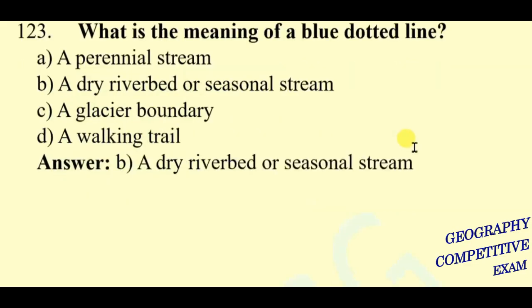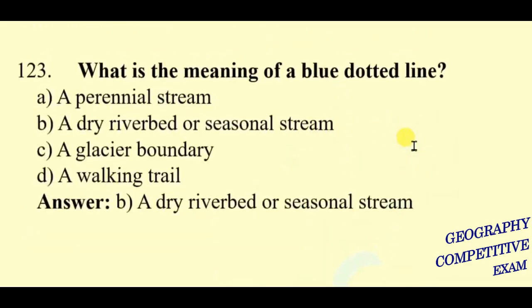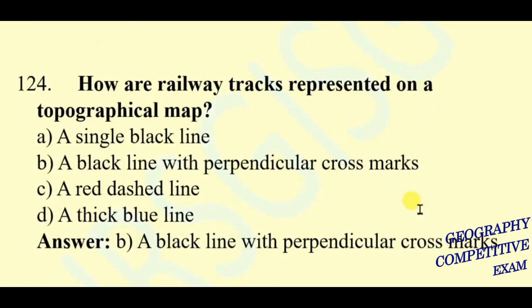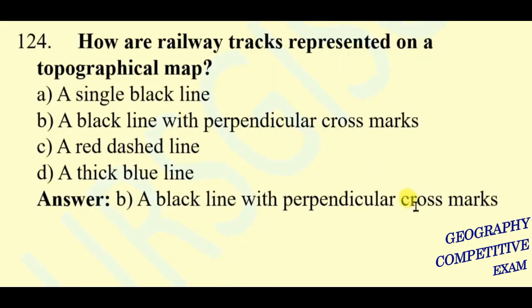Okay, this you can say is a dry or seasonal river, also an ephemeral river. Question 124. How are railway tracks represented on a topographical map?